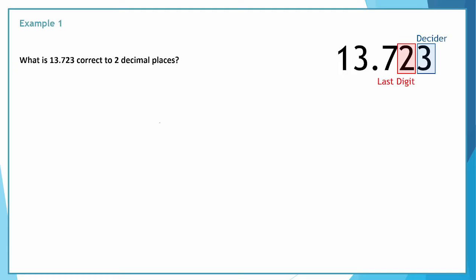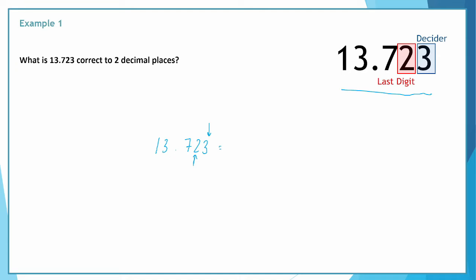So let's work through the example now. We've got 13.723 correct to two decimal places. We'll write it out again. And you can see that I've copied over that diagram that we had in the last slide. So two decimal places, that's going to help us decide our last digit. So here's our decimal point, 1, 2. So this is our last digit. We know that this number is going to be the last digit of our answer. And therefore this must be our decider.